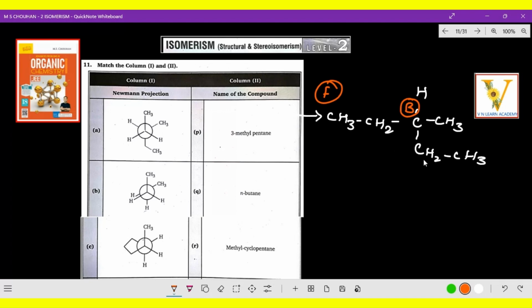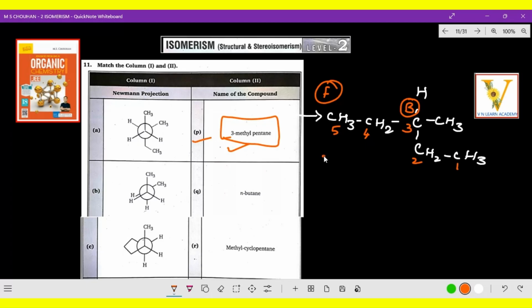What is the name of this compound? This is 1, this is 2, this is 3, this is 4 and this is 5. So it is 3-methyl pentane. This is the compound name, so the answer will be B only. I hope you got the clarity about how we identify.